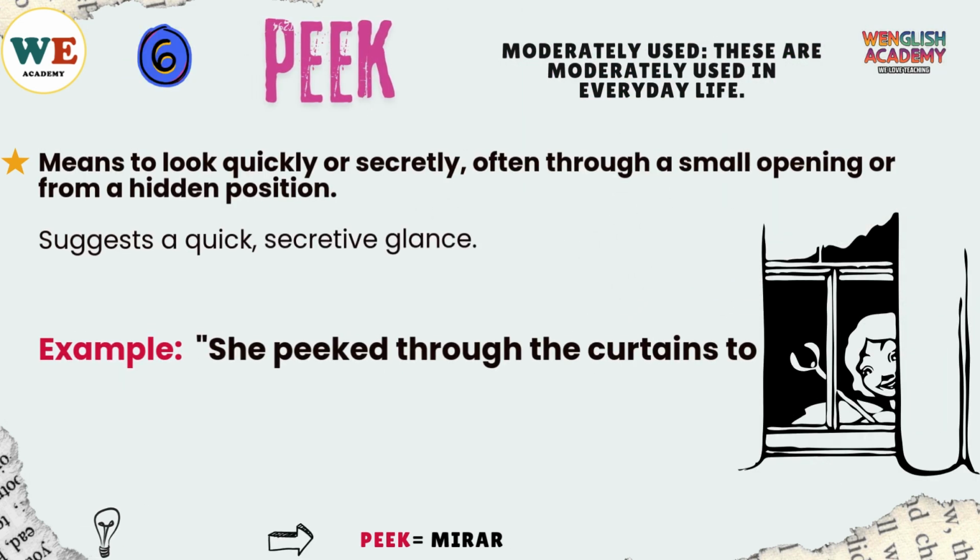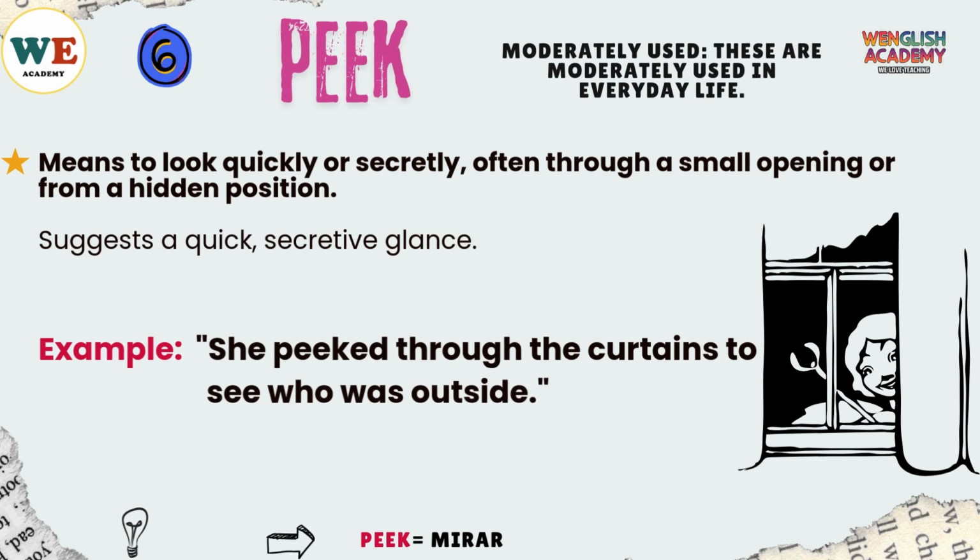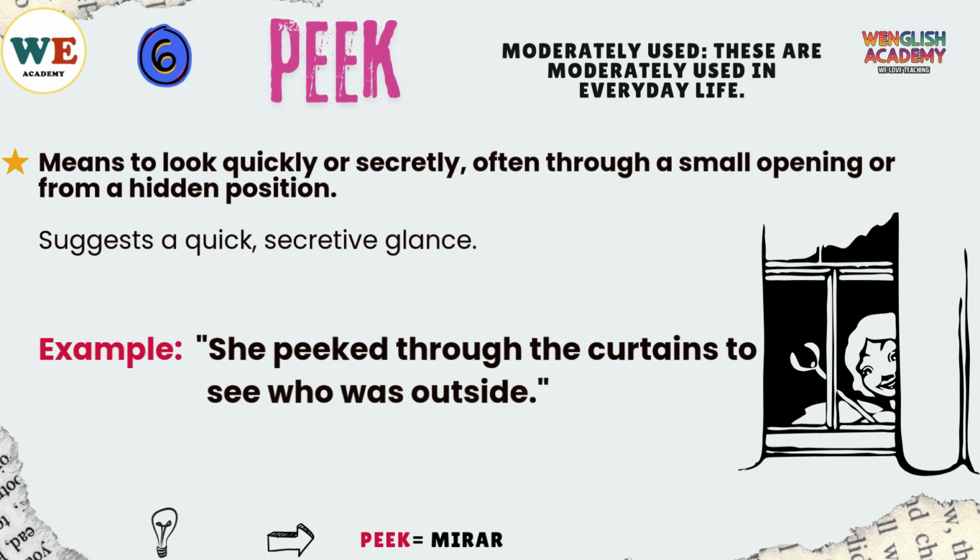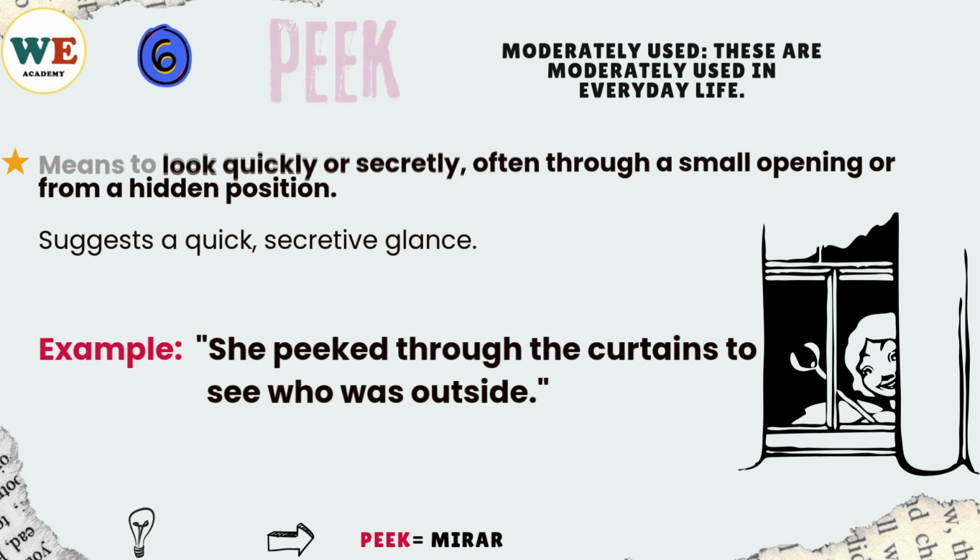6. Peek. Means to look quickly or secretly, often through a small opening or from a hidden position. Suggests a quick, secretive glance. Example: she peeked through the curtains to see who was outside.